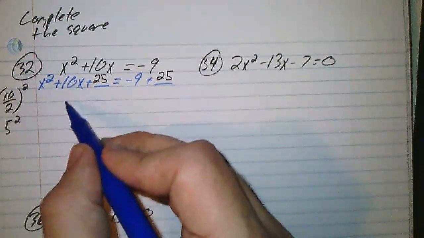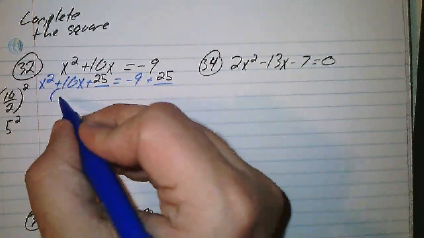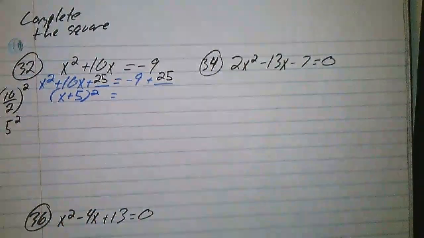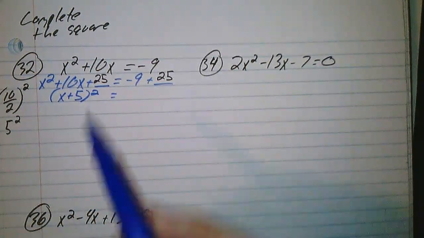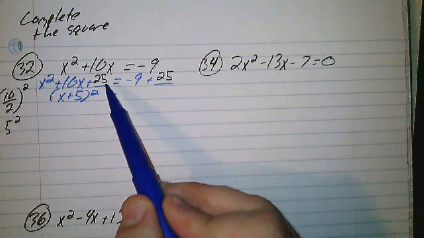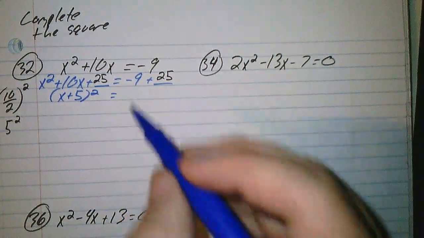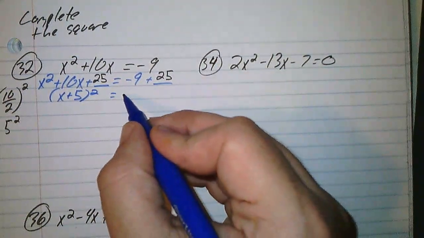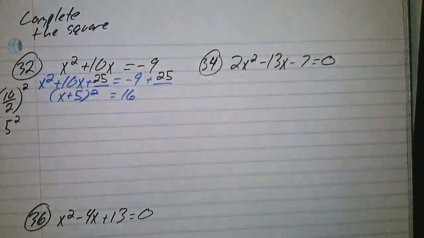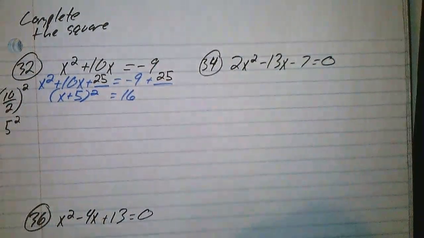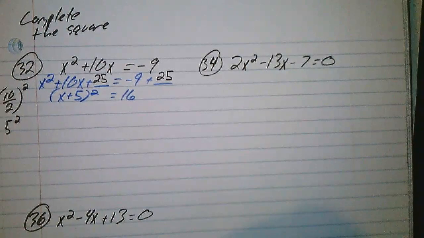Convert this to a binomial squared. Most students struggle with that, but it'll be on that list. X squared plus 10x plus 25 is the same as x plus 5 squared. Negative 9 plus 25 is positive 16. And now we have a solve using the square root method problem.